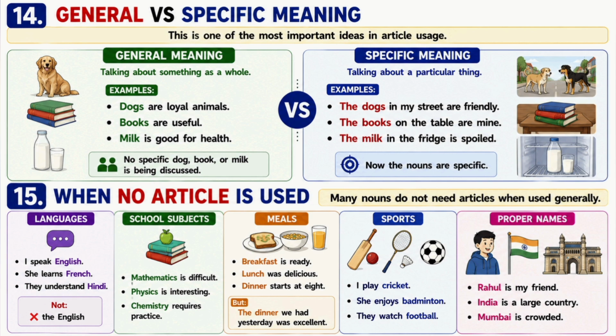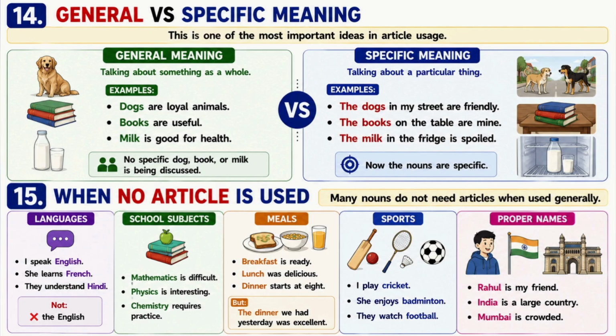Specific meaning means talking about a particular person or thing. Examples: The dogs in my street are friendly. The books on the table are mine. The milk in the fridge is spoiled. Here, the nouns are specific, so we use the. Now let's learn when no article is used.